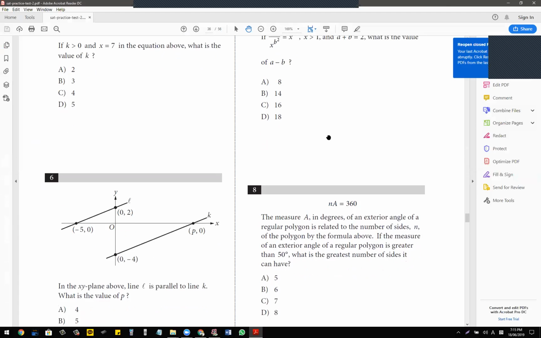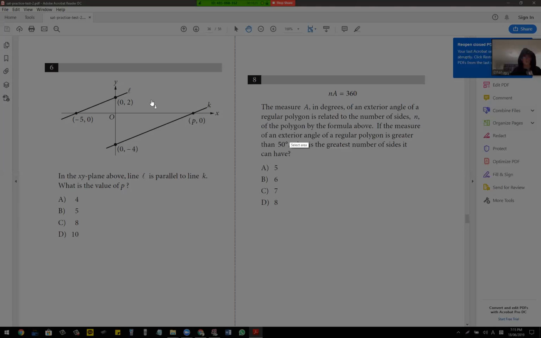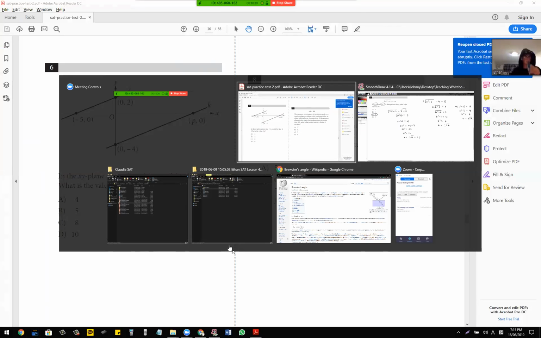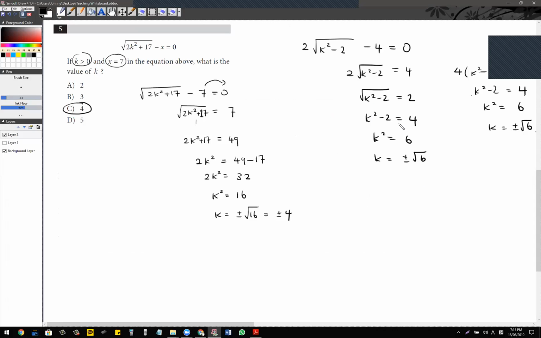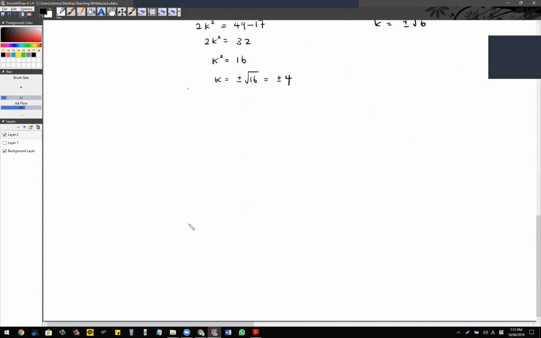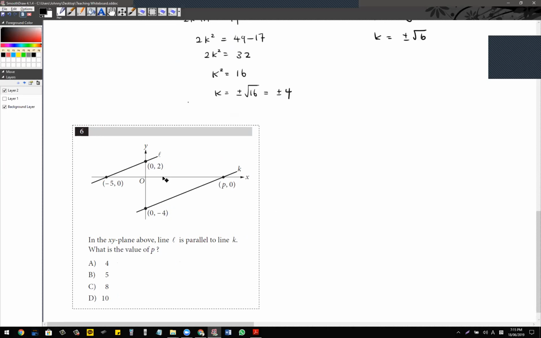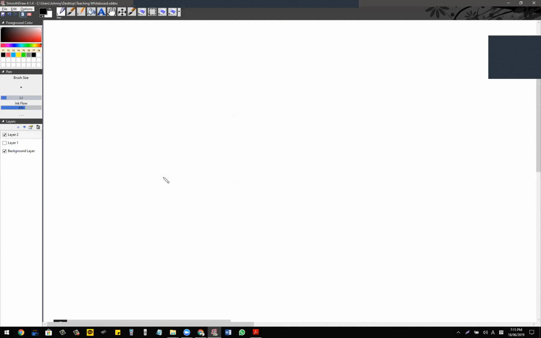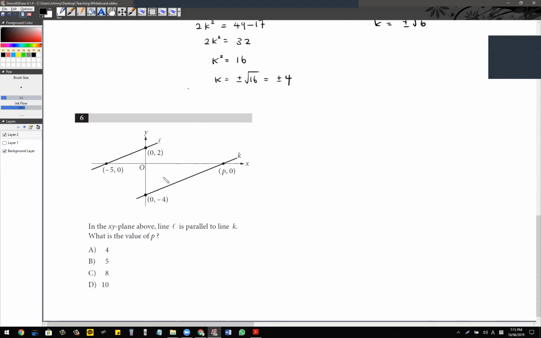Now, moving on to the next question. This is about 2 straight lines. Okay, so we've got 2 lines, and line L is parallel to line K. These 2 lines are parallel. What is the value of p?